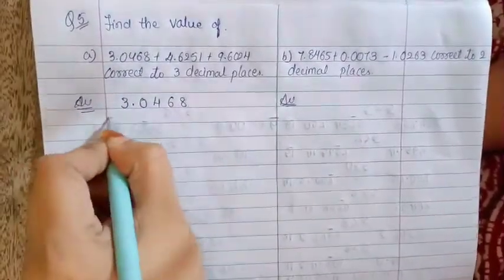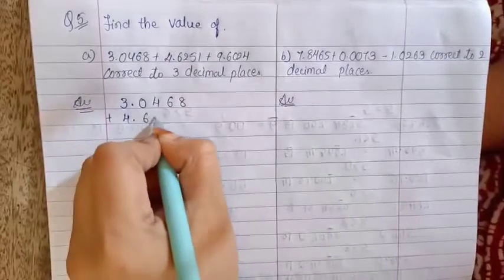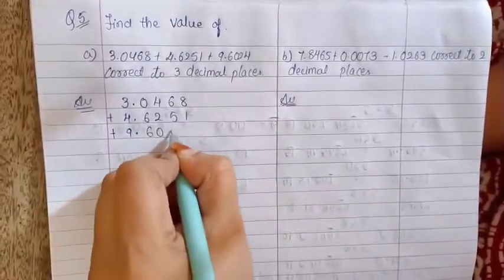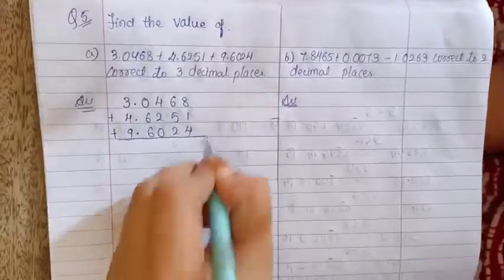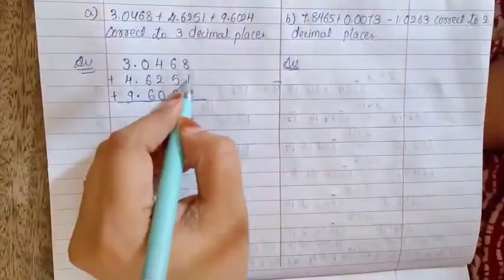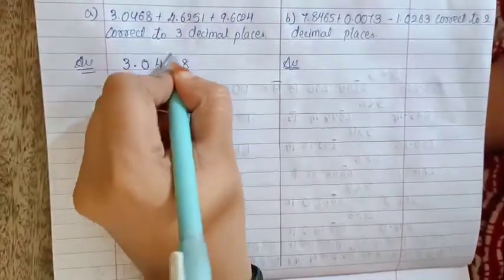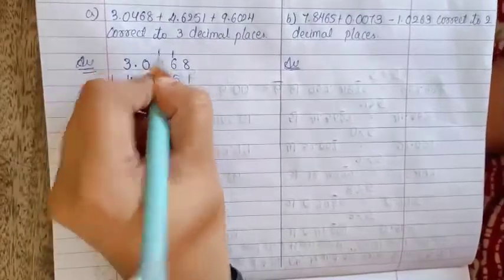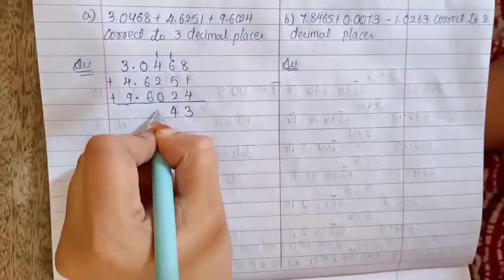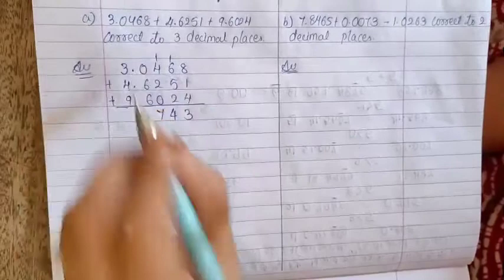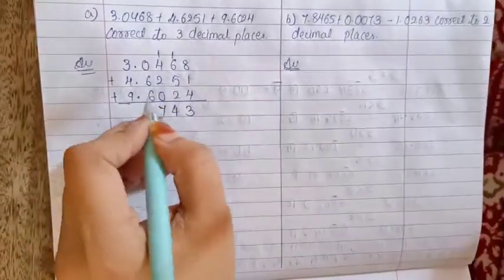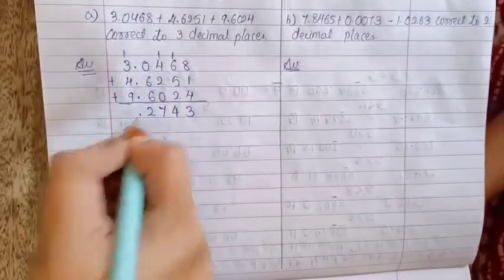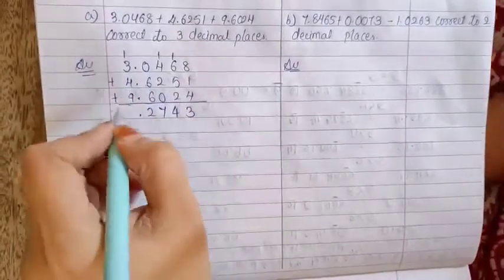3.0468 plus 4.6251 plus 9.6024. Now we will do the addition of these numbers. 8 plus 9, 10, 13, 3, 1 carry. 6, 5, 11, 12, 13, 14, 4, 1 carry. 4, 5, 6, 7 plus 0, 7. Here nothing will be there, here 7. 6 plus 0 will be 12, so 2, 1 carry. Decimal will come in a straight line. 9, 10, 14, 15, 16, 17.